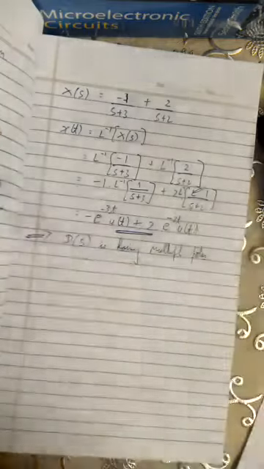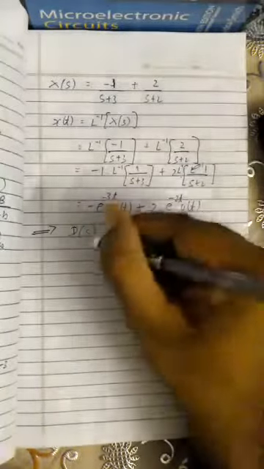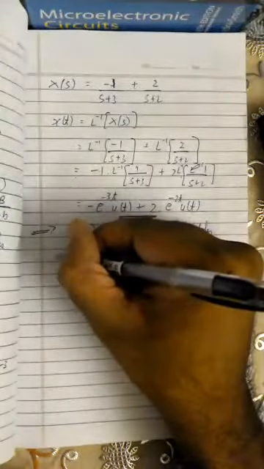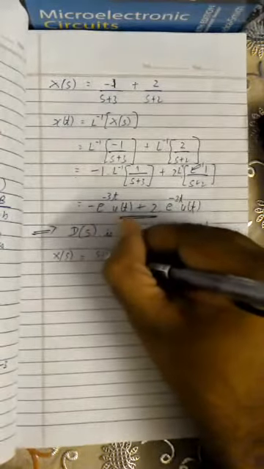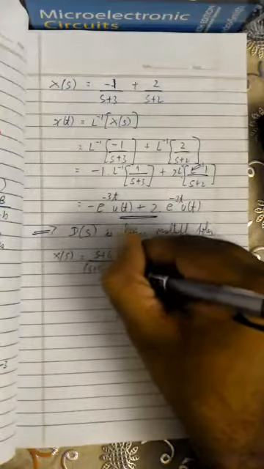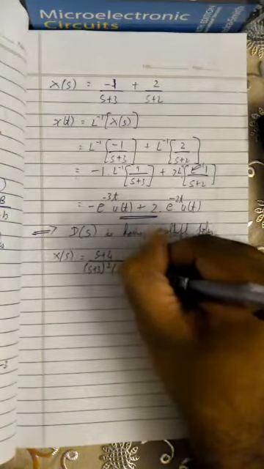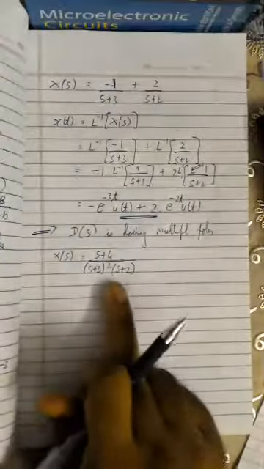Multiple poles means multiple same poles. For example, suppose it is given in this formula. Let me change the question. X of s is s plus 4 by s plus 3 the whole square into s plus 2. Suppose the question is in this format.